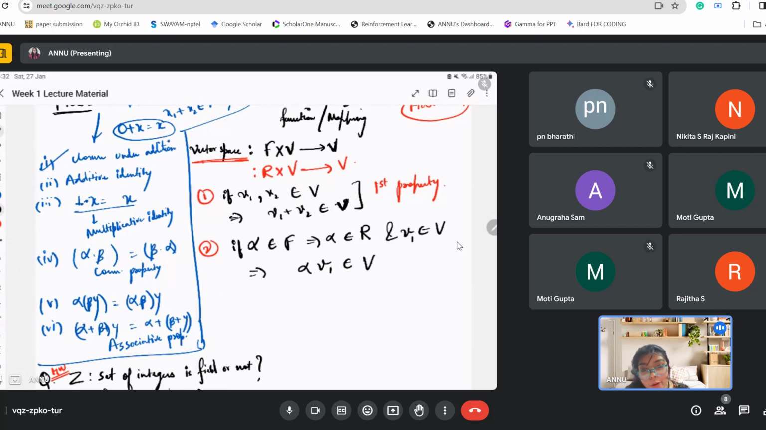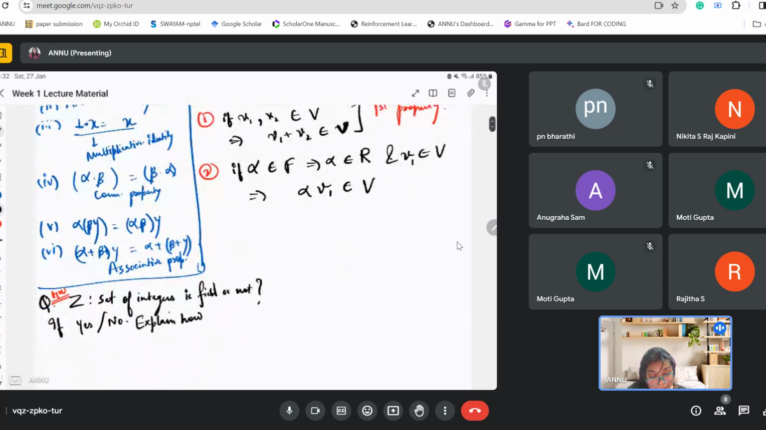Why am I so focused on capital and small? For example, I don't know whether you know about the Fourier transform, but if you say capital X is a function of f of x, then definitely capital X and small f are different. So what this means is that capital V is a set of all the vectors, or all the values, you can say.